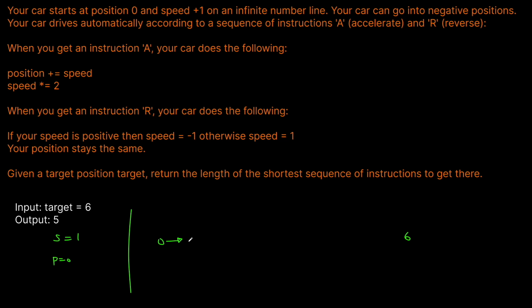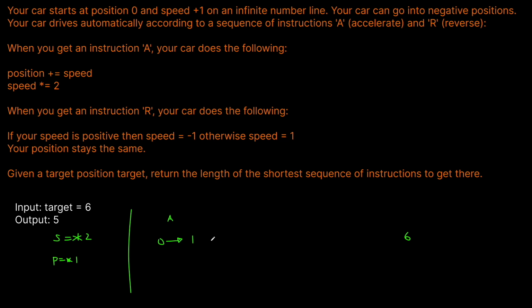So the first instruction for us to do to reach 6 is obviously we need to go forward. To do that, we have to tell ourselves to accelerate. So we're going to issue an accelerate command, and our position is going to be equal to whatever our previous position was plus the speed. So now we're going to end up at 1. Our position now becomes 1 and speed is doubled, so now speed is 2.